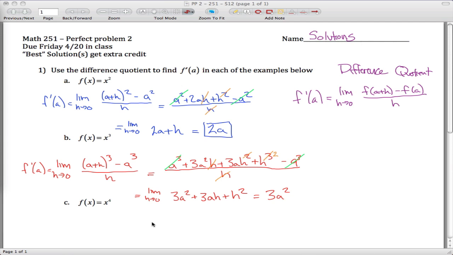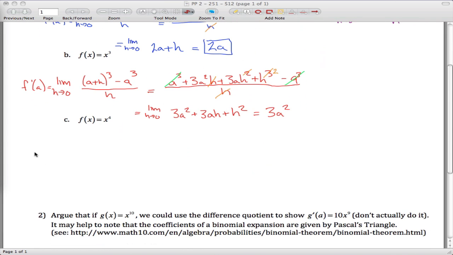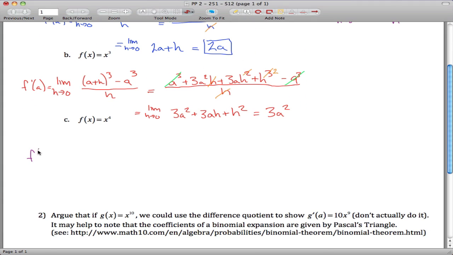All right, moving on to part C. Same idea again. There's a reason I'm not just doing these to annoy you. I want you to see this pattern because it'll be really helpful to develop a pattern. Exact same question, except now instead of (a plus h) cubed, it's (a plus h) to the 4th power, and you want to subtract a to the 4th power.